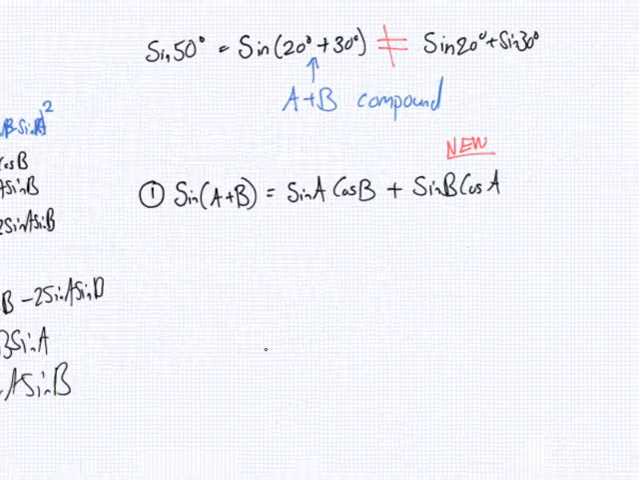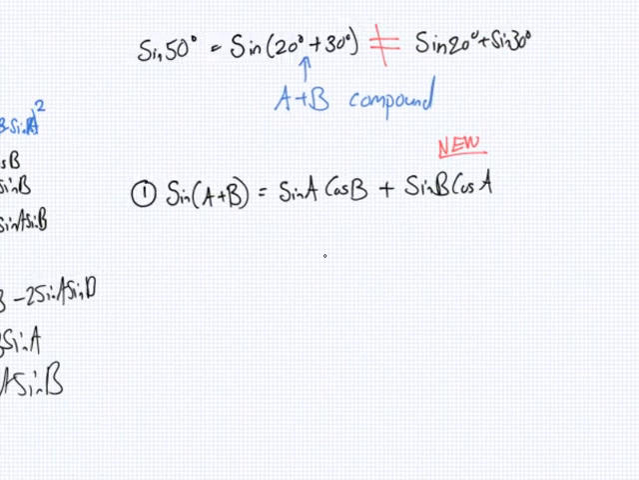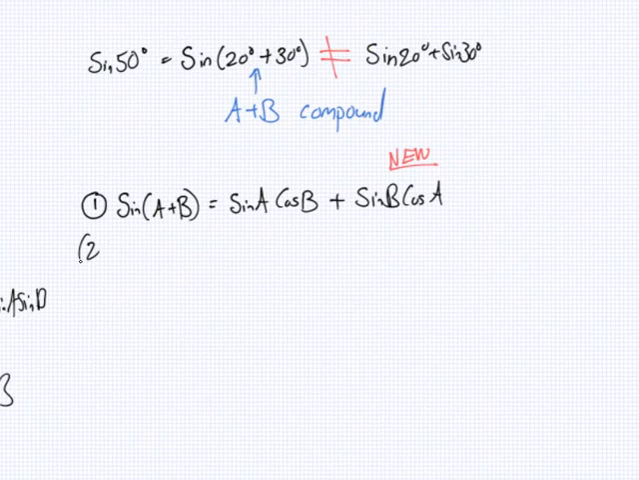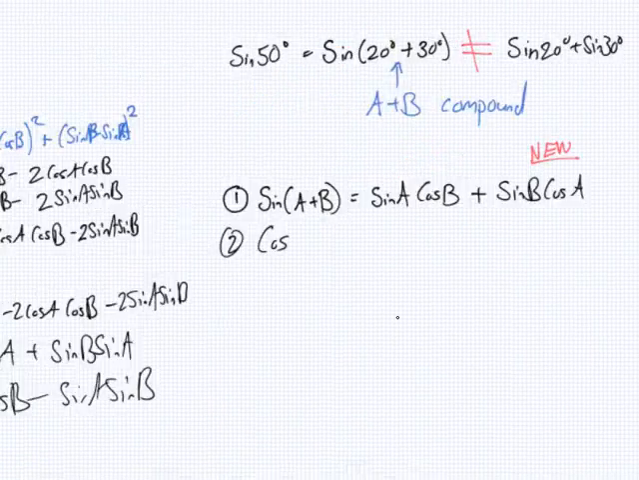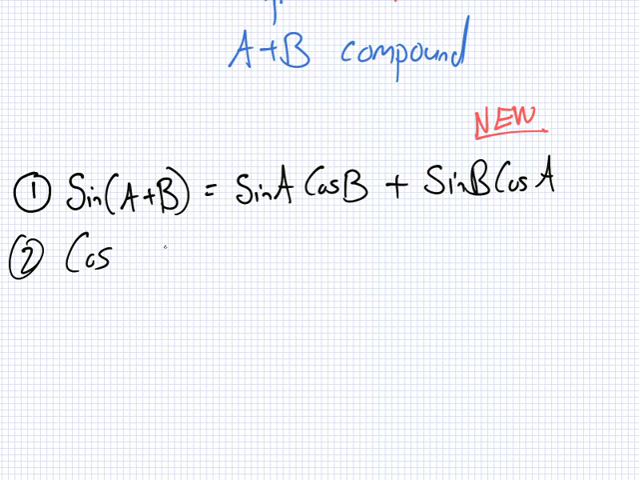I forget what the proof is for this one. It's something very similar to what I just did there. So the second formula is cos A minus B. We're going to do that now, a little bit.